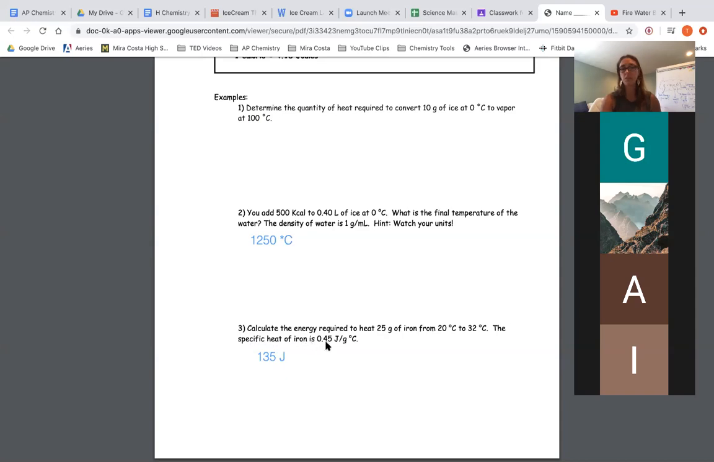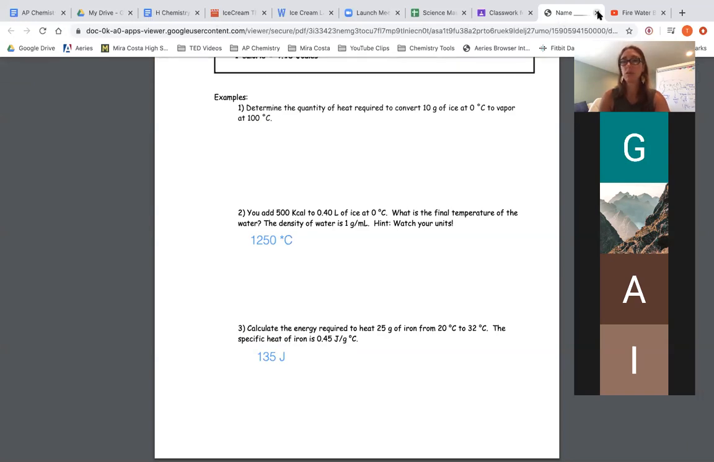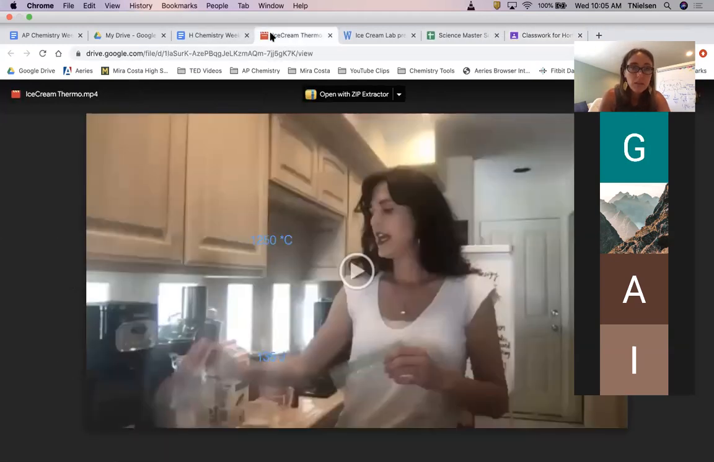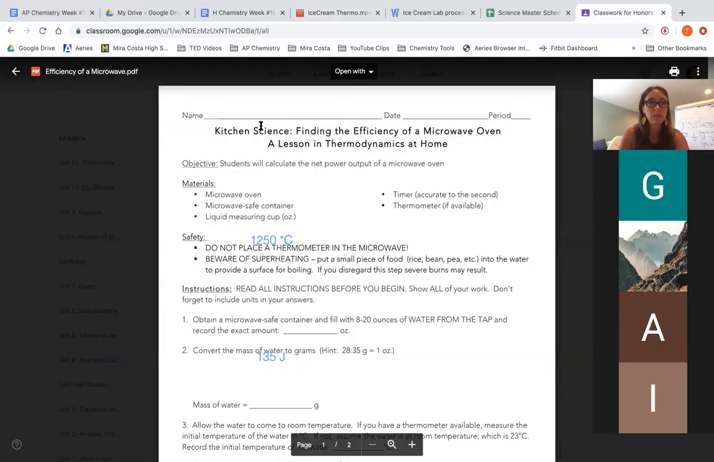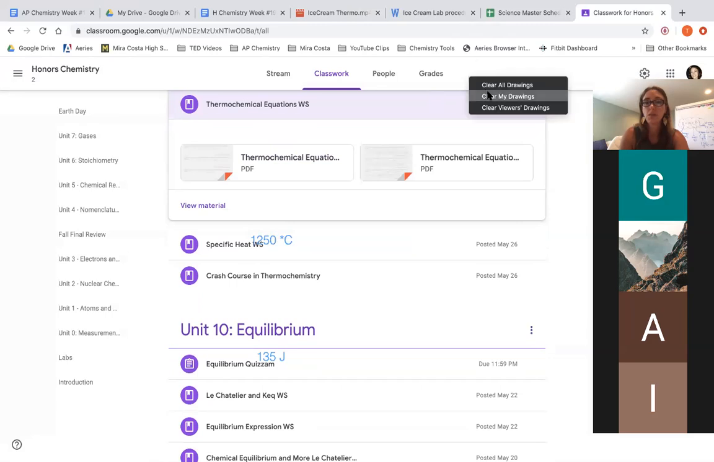Okay. And then notice I have to give you the specific heat of iron here. So you guys have a lot more practice on specific heat tonight. There's a worksheet for you to do. Answer keys are all there. The only thing I wanted to do with you before we leave today is to go over this thermochemical equations worksheet. I just want to do one example with you guys because there's some stoichiometry on there.